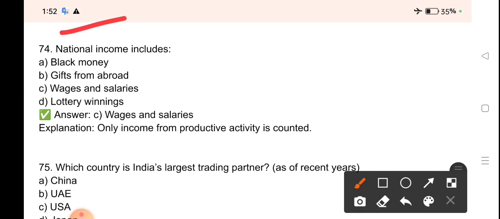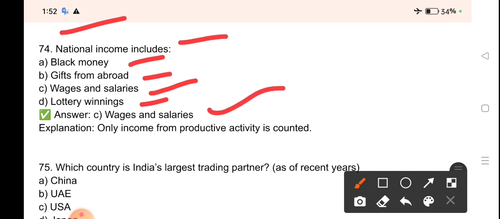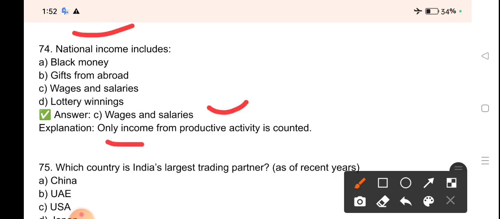National income includes bank money, gifts from abroad, wages and salaries, or lottery winnings? Wages and salaries are included in national income. Only income from productive activity is counted.